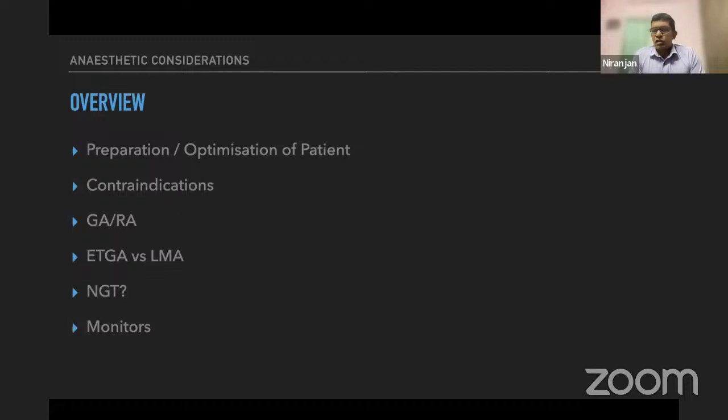So what are the monitors we are going to use? Routine monitors: NIBP, ECG, pulse oximetry, and end-tidal carbon dioxide, which is mandatory. We also add airway pressure monitoring. These are all mandatory in normal patients in whom we don't expect any complication. In an already compromised patient, we need additional monitors.